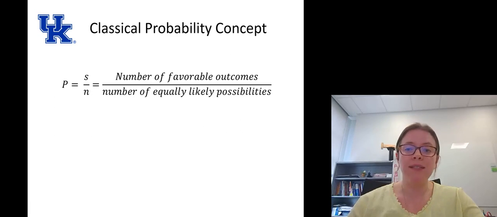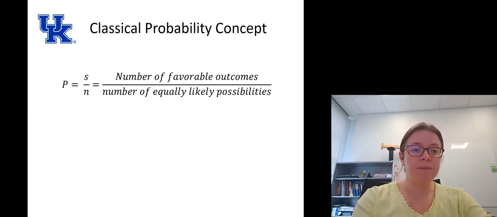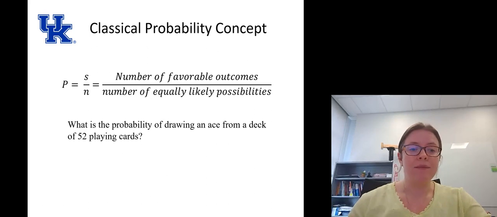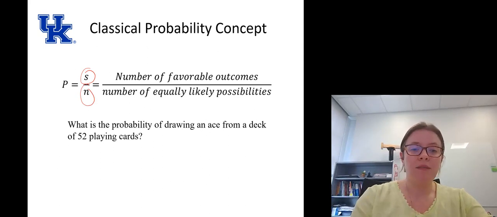So let's look at the basic equation of probability and look at a simple example. The equation that we're going to use is P, which stands for probability, is equal to S divided by N, where S is the number of favorable outcomes and N is the number of equally likely possibilities. So what is the probability of drawing an ace from a deck of 52 playing cards?